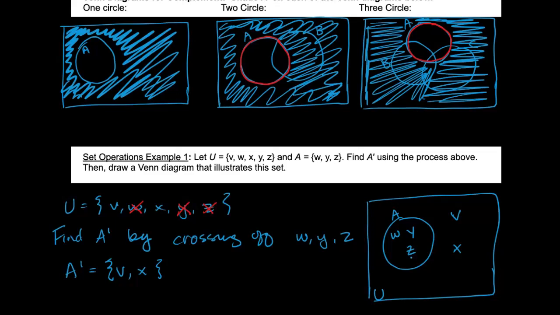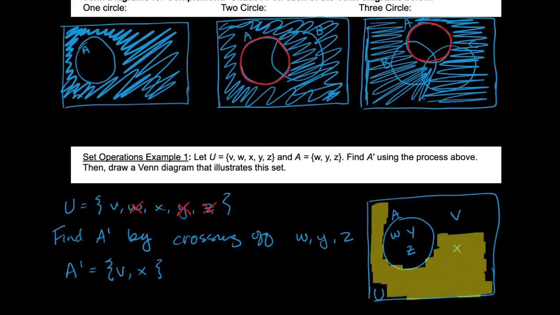So this picture shows all of the universal set with W, Y, and Z in A. And if I use shading, what I could do is just shade outside of A, because that represents the complement, and you can see that letters V and X are the elements that are outside of A, so those represent the complement.